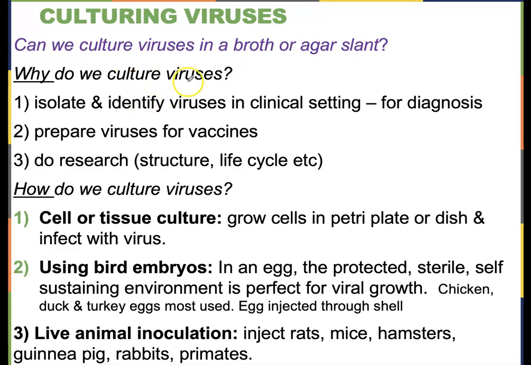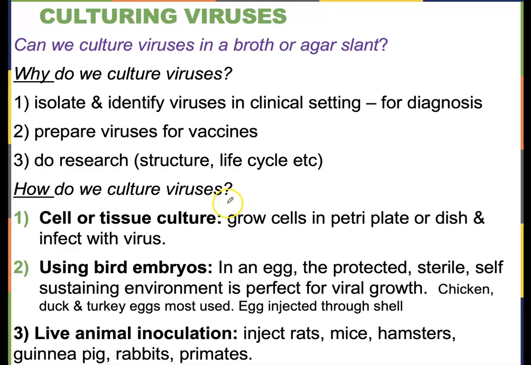So we culture viruses to identify them, to isolate them for diagnosis. If it's a new virus, like COVID was, we really need to identify the virus and study it. Then we need to prepare if we want to make a vaccine. We culture viruses to make vaccines from. And just plain old straight up research: what the virus does, how it infects the cell, etc.